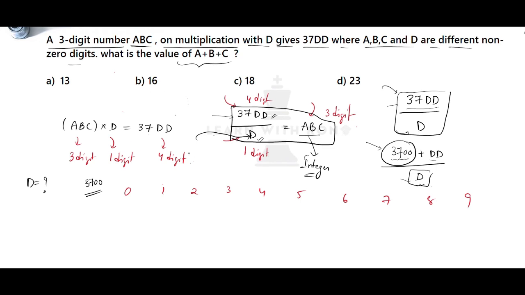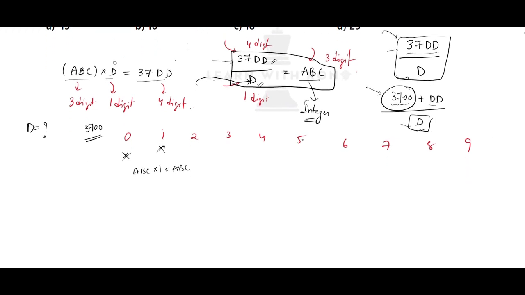Okay, let's see each value here. We cannot take D as 0. Why? Because here a 3-digit number is multiplied by D. If you multiply it with 0, automatically you get 0, not a 4-digit number, right? So D is not equal to 0. And D is not equal to 1 also. Why? When a 3-digit number is multiplied by 1, you will get the same 3-digit number, not a 4-digit number. So that's why D is not equal to 1 also. Okay. Now let's see the remaining values.